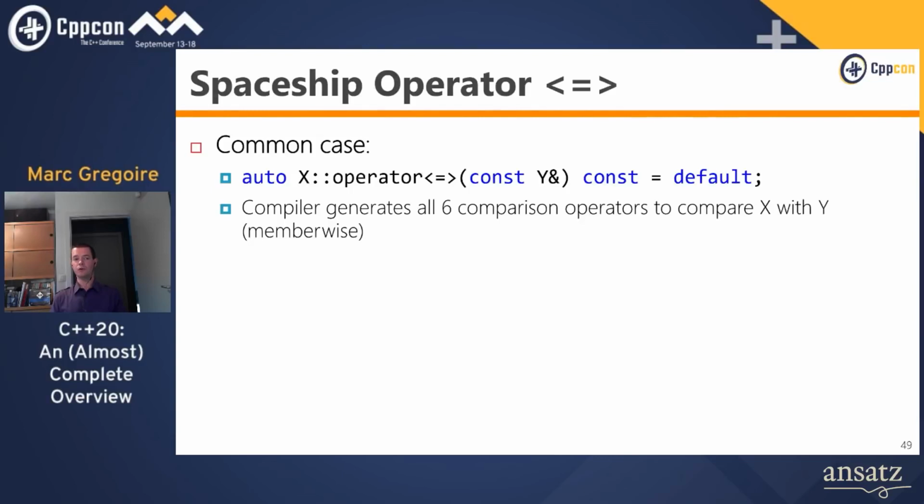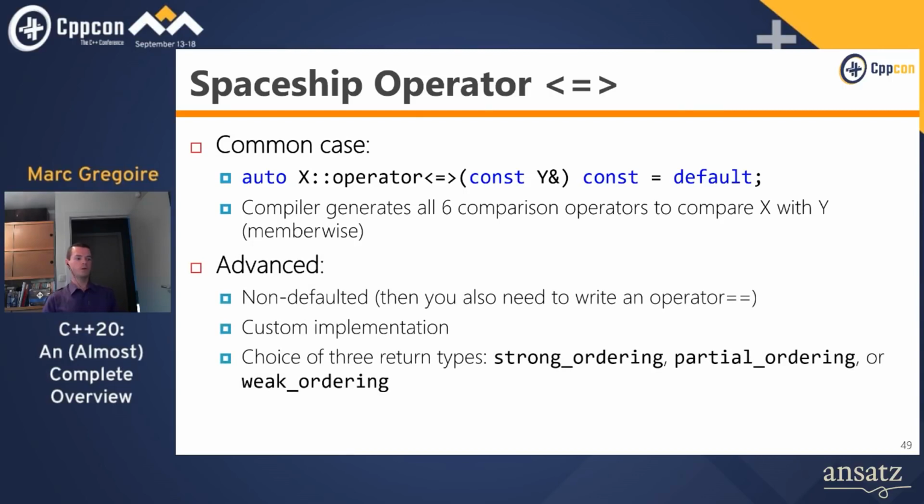If you want to add support for the spaceship operator to your own classes, you can simply write one single line like this, and you can ask the compiler to implement it for you. Just by writing this single line, the compiler will generate all 6 comparison operators to compare X and Y, and it will do the comparisons member-wise. And I say all 6, so just by writing this single line of code, it will also generate the equality operator for you.